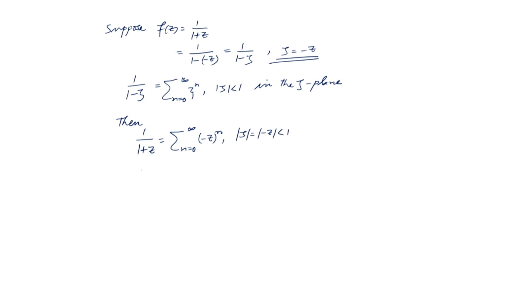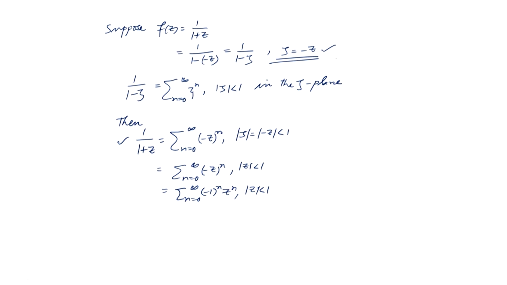Okay. So, I can say that this is summation n equal to 0 to infinity (-z)^n, |z| < 1. This is also equal to sigma n equal to 0 to infinity (-1)^n z^n, |z| < 1. So, this is the Maclaurin series expansion of 1 over 1 plus z, which can be found from the Taylor series expansion of the function f(z) equal to 1 over 1 minus z by making use of the transformation zeta equal to minus z.